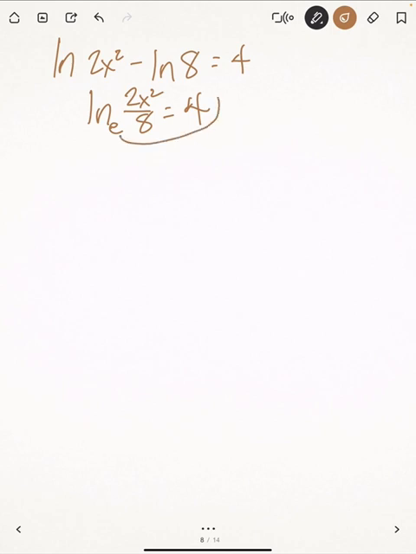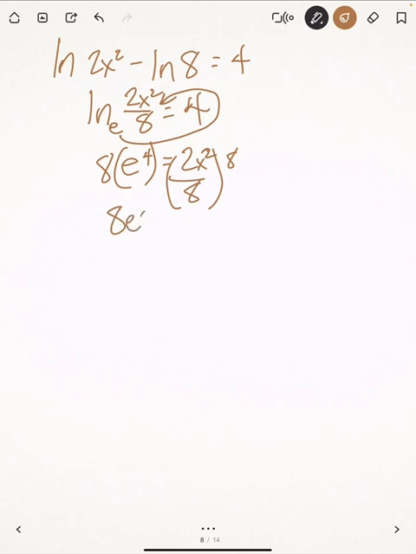When we do our loop technique and write it as an exponential function, we get e to the fourth equals 2x squared over 8. For our purposes, we're just going to leave the answer in terms of e, so we want x equals some expression with an e in it. First, since we're dividing by 8, the inverse is multiplying by 8. So we multiply both sides by 8 and get 8e to the fourth equals 2x squared.